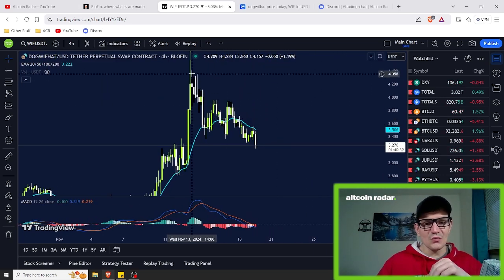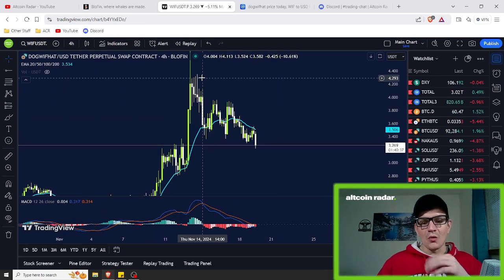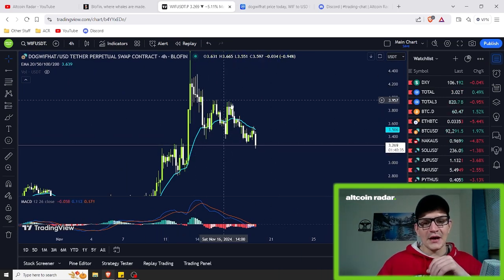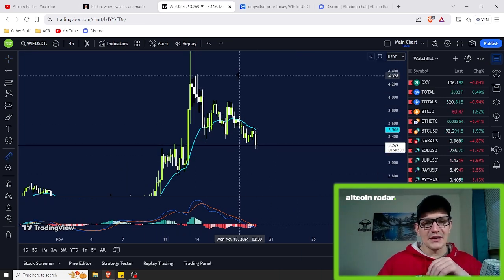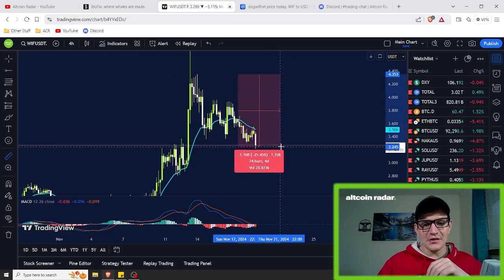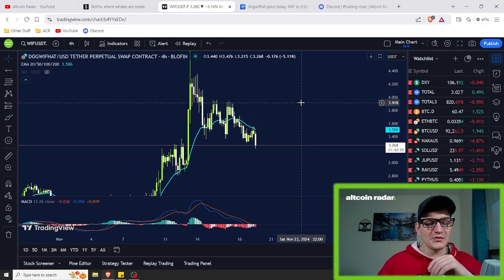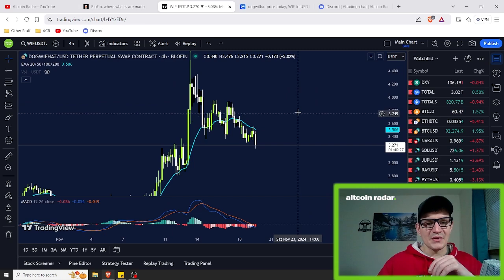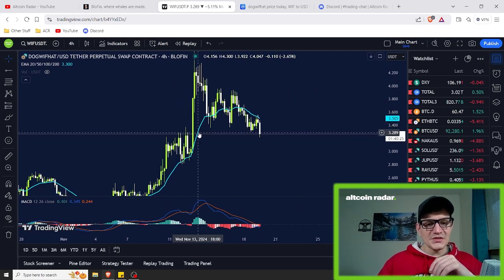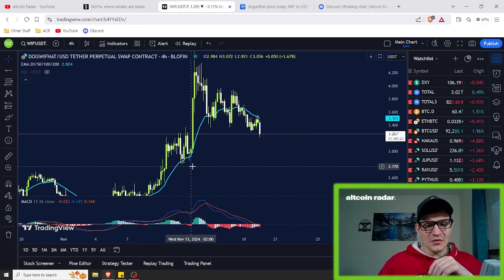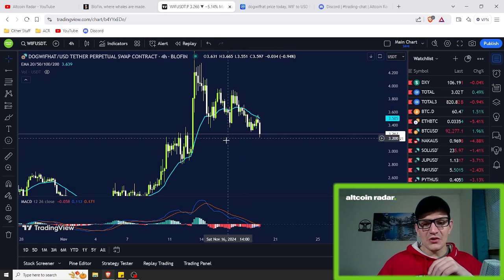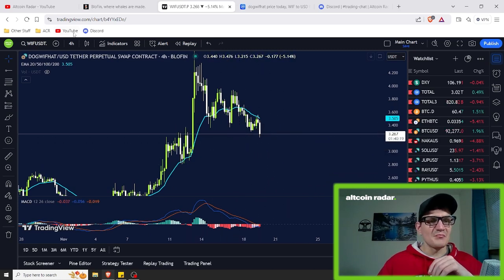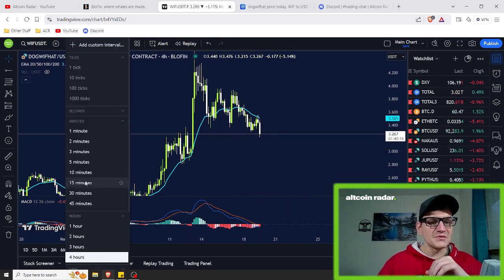Realistically, what we are looking at here is WIF has been going down for quite a while now. It's gone down roughly about 30% since it started dropping. We can also clearly tell that we've got some strong support within this area right in here, so we could be due for a bounce pretty soon, but not within the time frame of using the 15-minute chart.